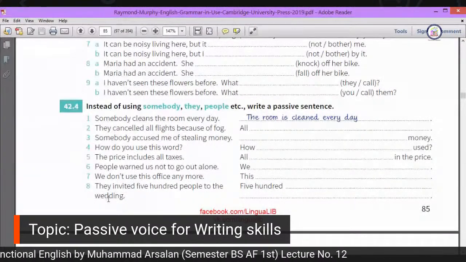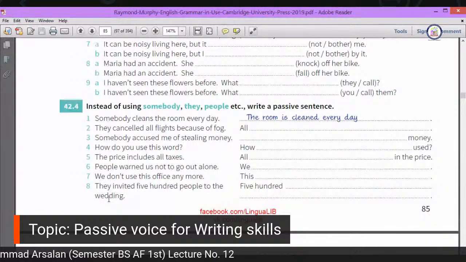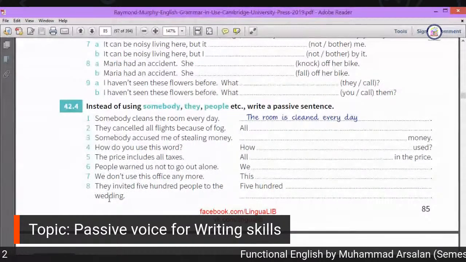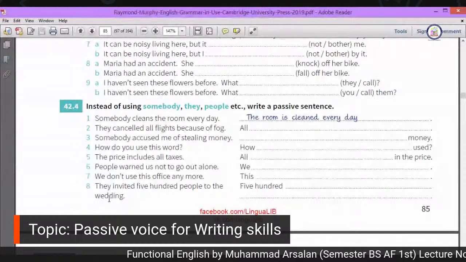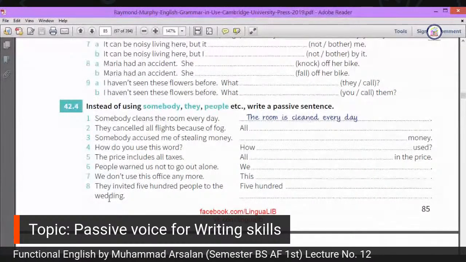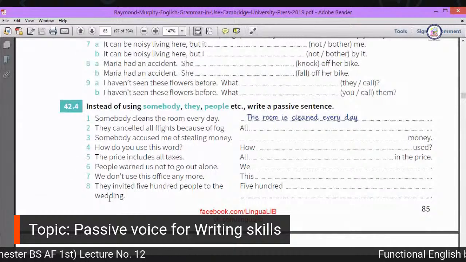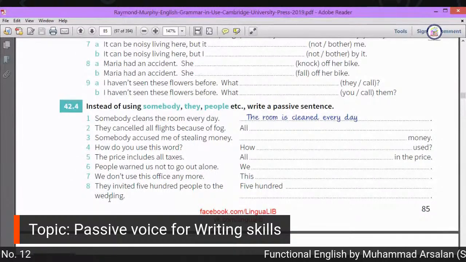Somebody cleans the room every day. The room is cleaned every day. They cancelled all the flights because of fog. All the flights were cancelled. Somebody accused me of stealing. I was accused of stealing. How do you use this word? How is this word used?